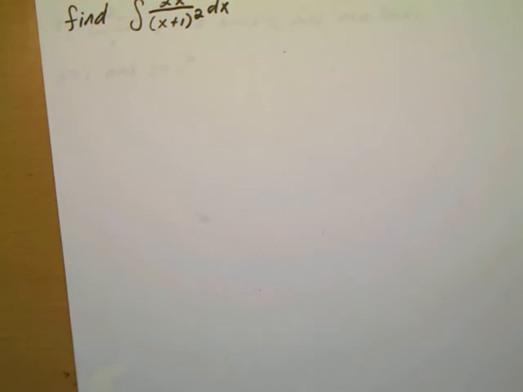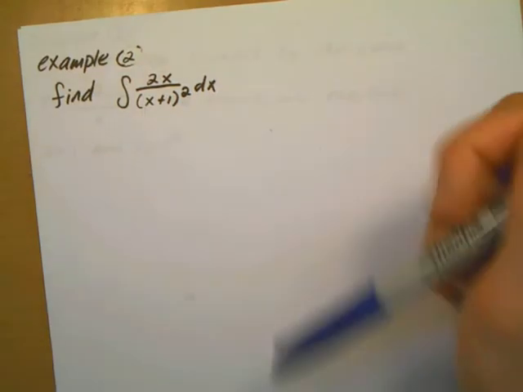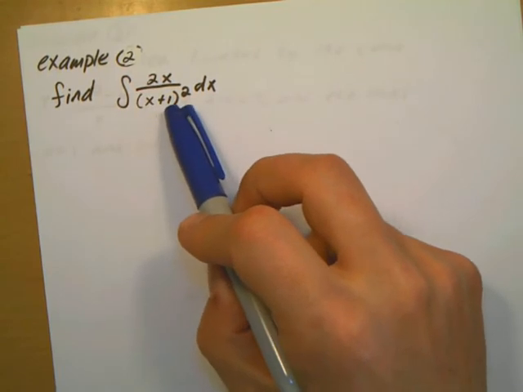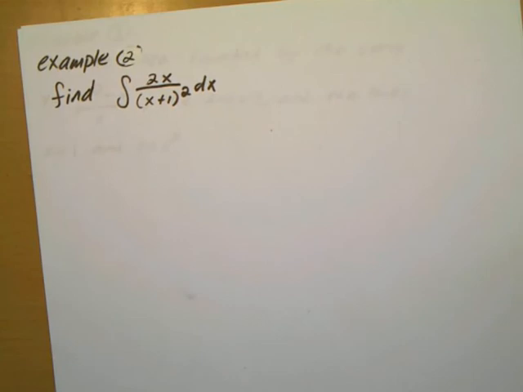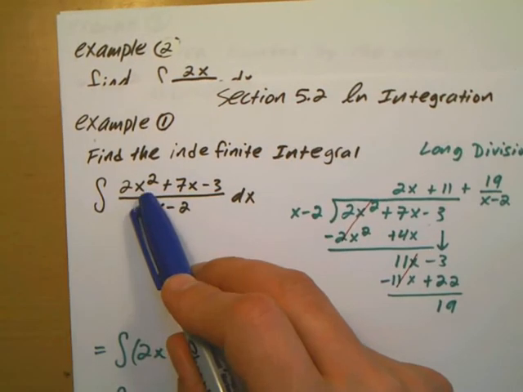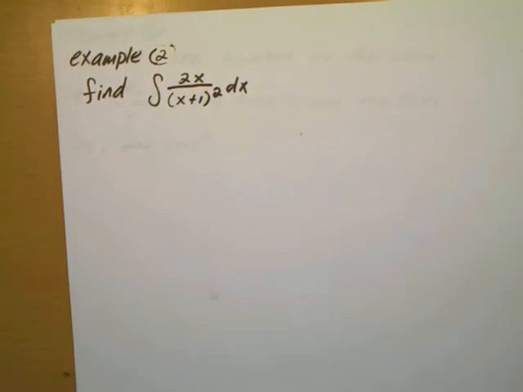Alright, next example. Now notice on this one, I can't do a long division because if I were to expand this, this would be x squared plus 2x plus 2. So I can only do long division whenever I have a bigger exponent in the numerator than I do in the denominator.